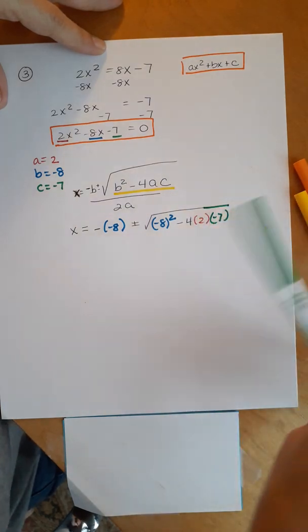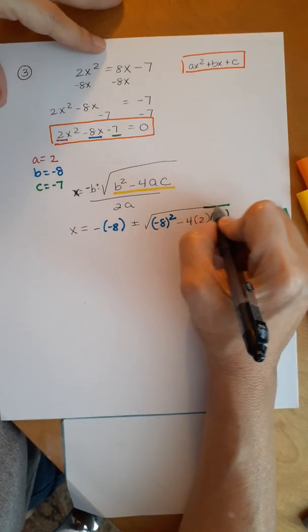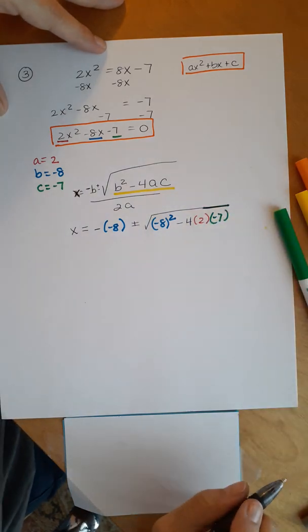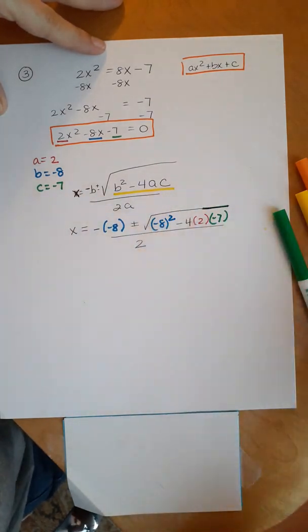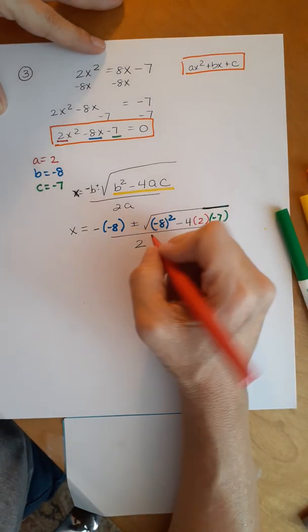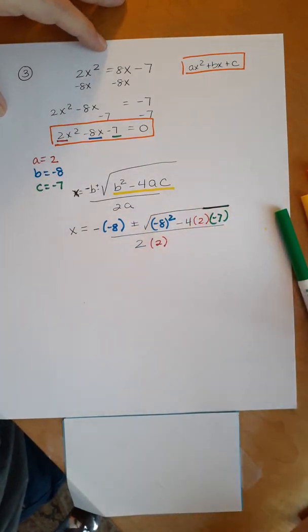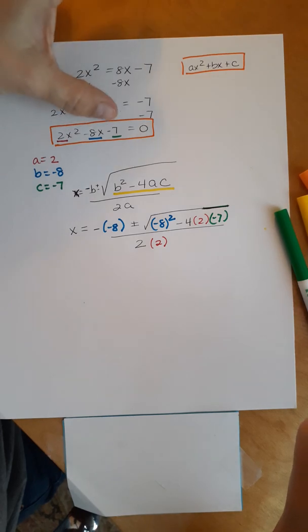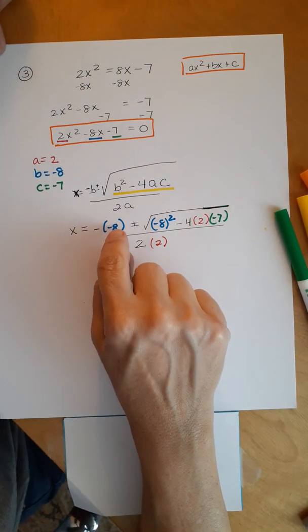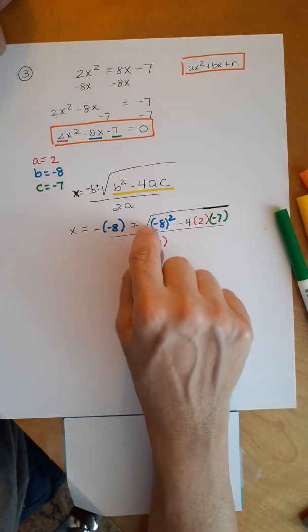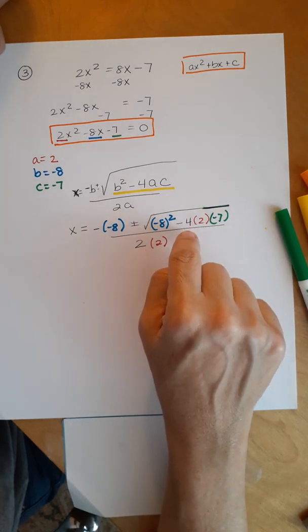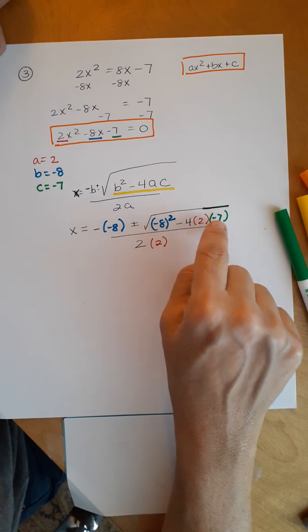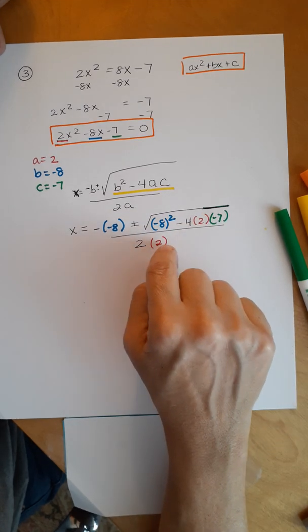Oops, that should be in black. My bad. All right. All over 2 times A, which is in red. 2 times 2. Let me make sure I got that right. A is 2, B is negative 8, C is negative 7. Negative B plus or minus the square root of negative 8 squared minus 4AC, negative 7, all over 2A.